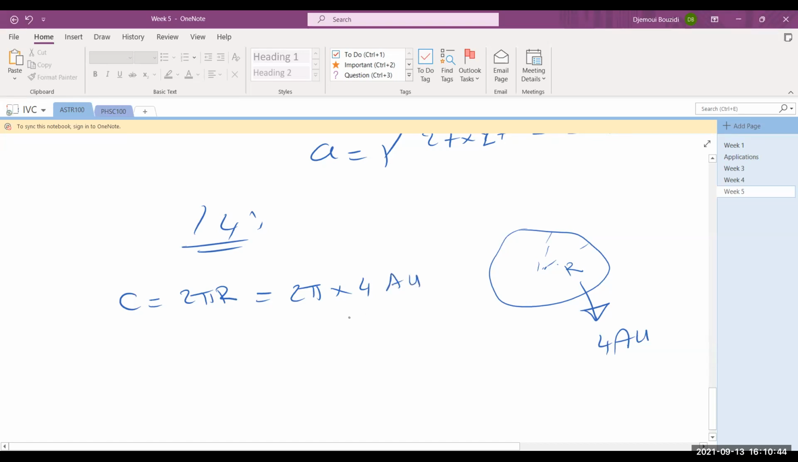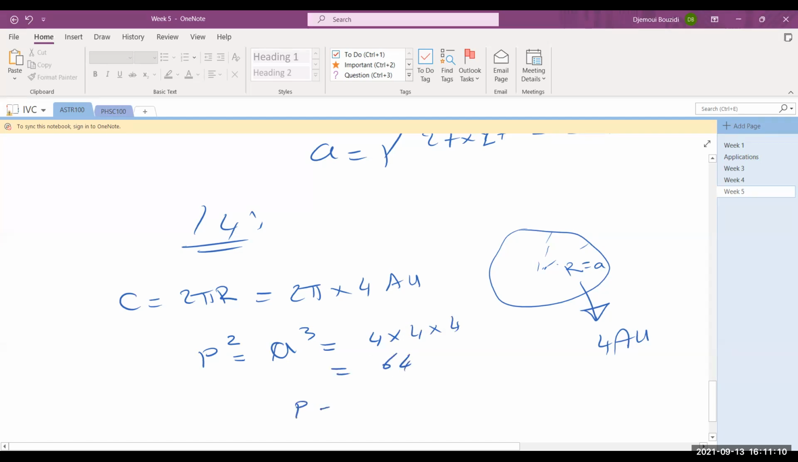And then I have to find the period. So this is a multi-step problem, by the way, okay? I have to find the period. The period P squared is equal to A cubed. And A, in this case, is the radius, okay? So I have to multiply 4 times 4 times 4, which is 64.